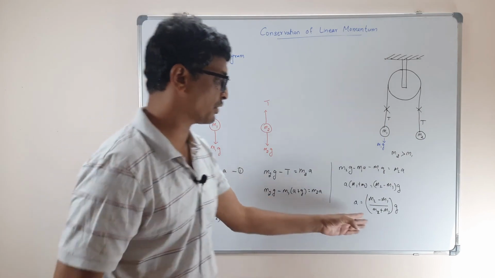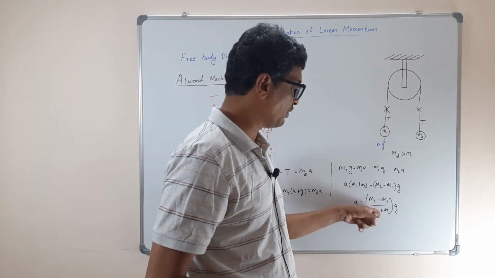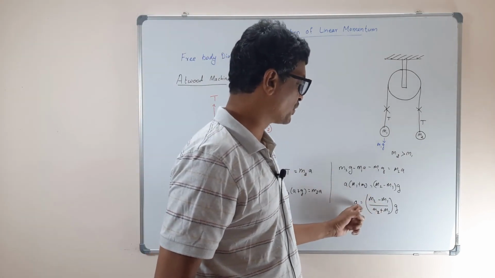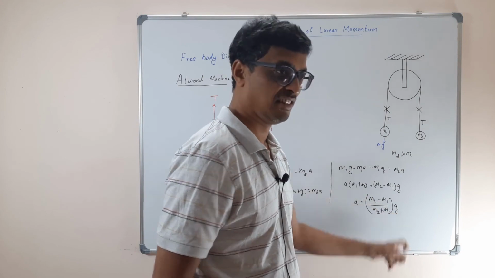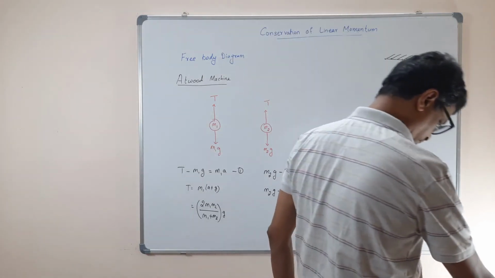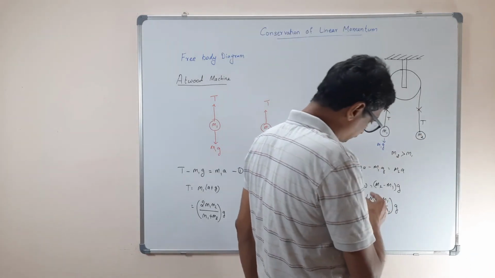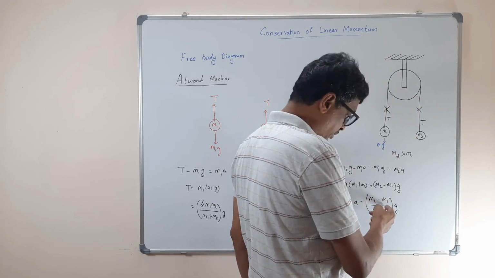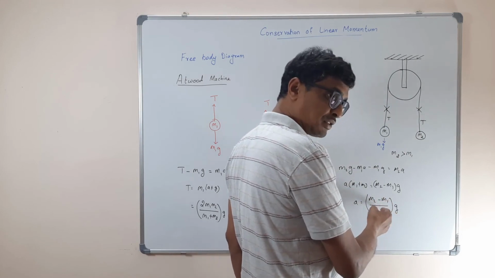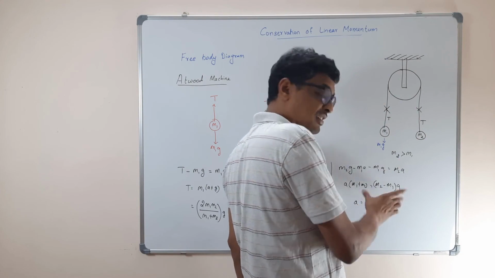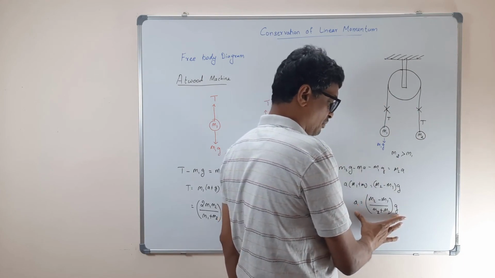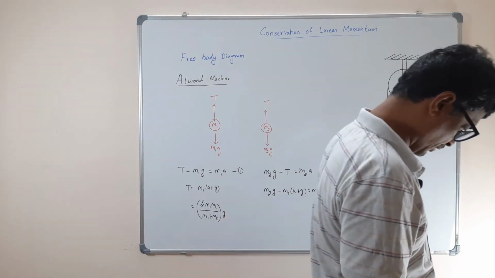Here also you can check it. Here the mass anyway cancels off. Above you have the dimension of mass, and in the denominator also you have the dimension of mass. So the dimension of mass cancels. So you have only acceleration on both sides.